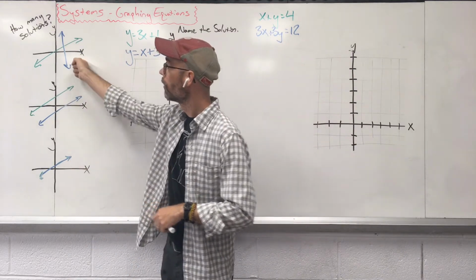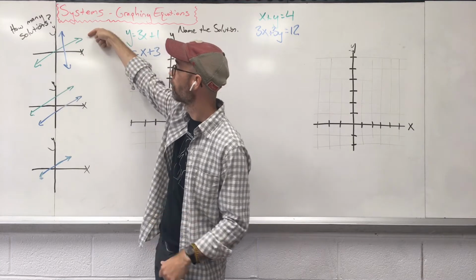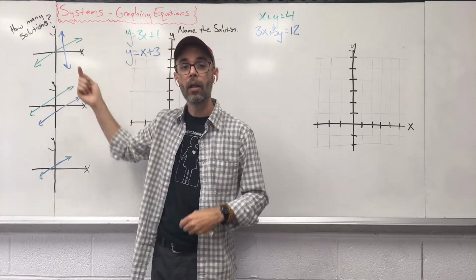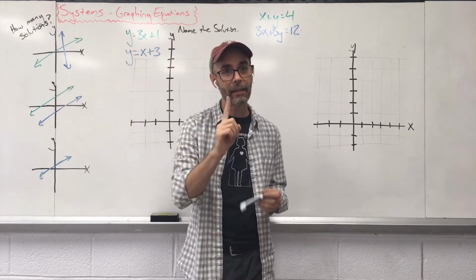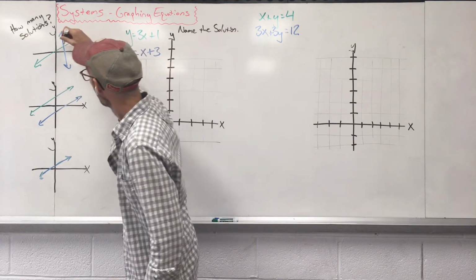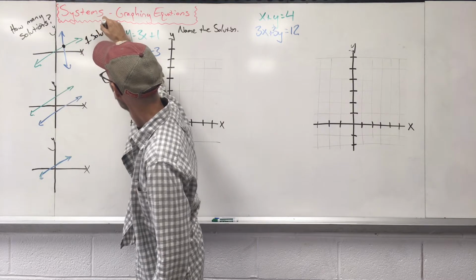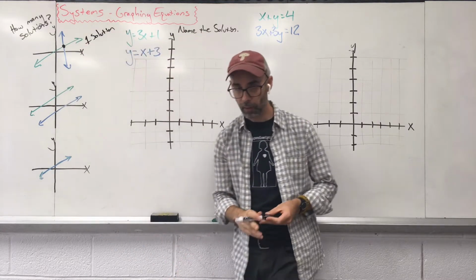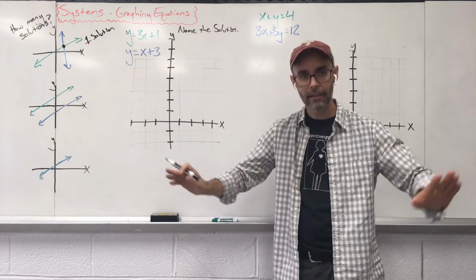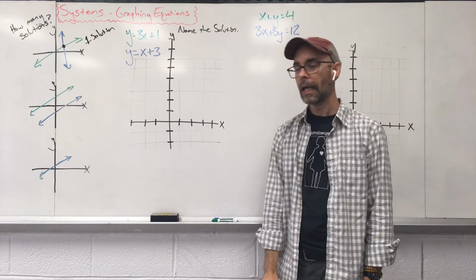So this first graph here, I've got two lines. I have a green line, I have a blue line. Those two lines meet at exactly one spot. We say that we have one solution here, okay? They meet at one spot, that's it, move on with life.